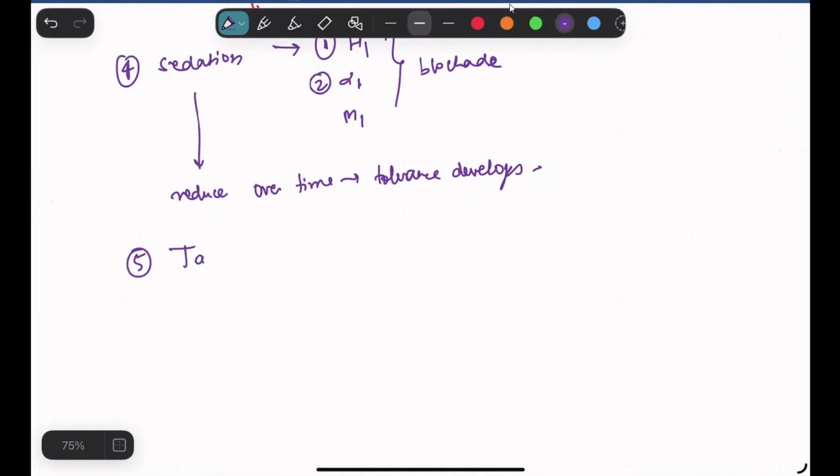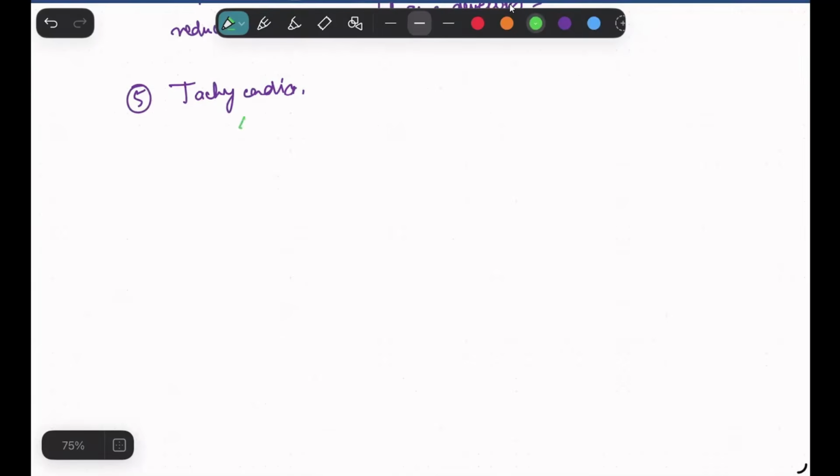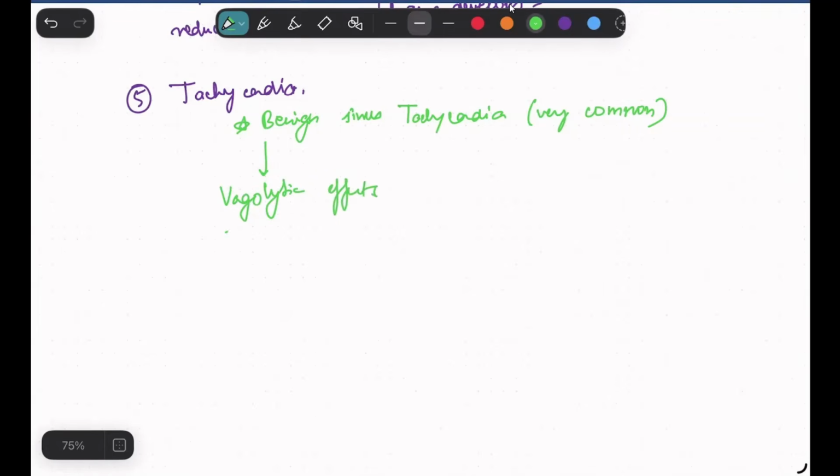Coming to the fifth one, tachycardia. This is important. It is very important to remember that benign sinus tachycardia is very common during early treatment. How is it caused? It is caused by the vagolytic effects as well as the anticholinergic effects, and it particularly occurs during the early titration.